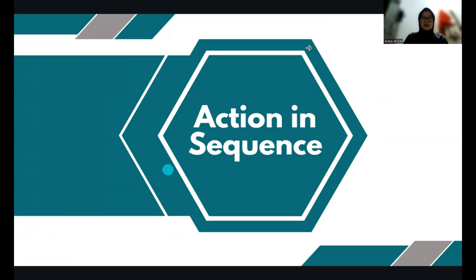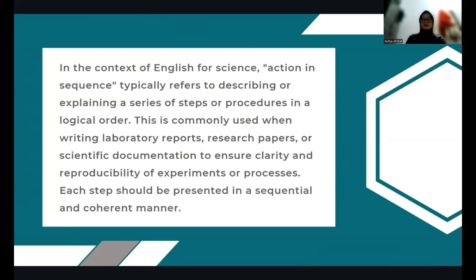So here's about action in sequence. In the context of English for science, action in sequence typically refers to describing or explaining a series of steps or procedures in a logical order. This is commonly used when writing laboratory reports, research papers, or scientific documentation to ensure clarity and reproducibility of experiments or processes. Each step should be presented in a sequential and coherent manner.